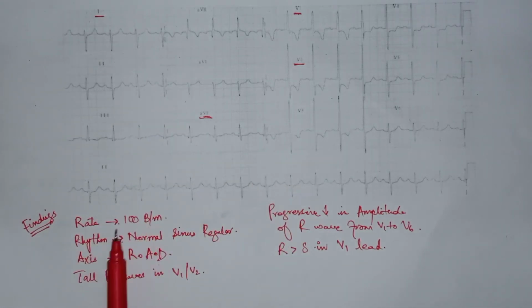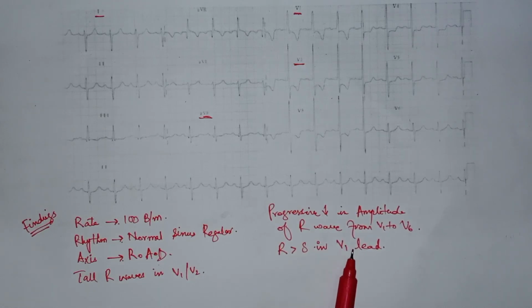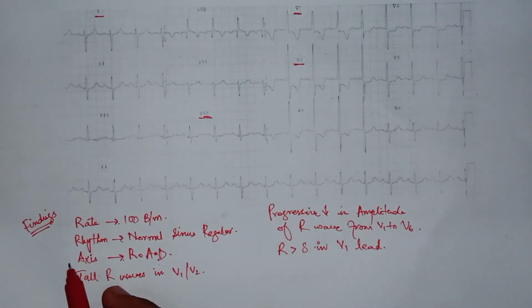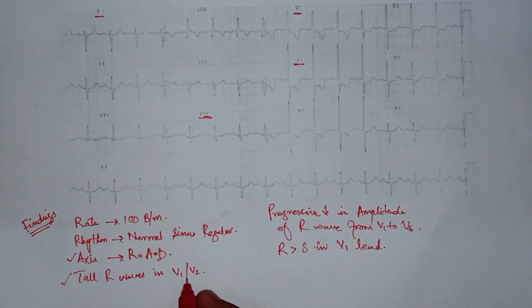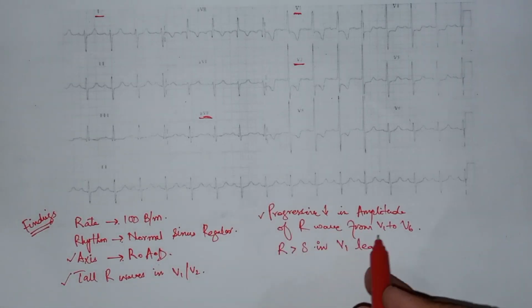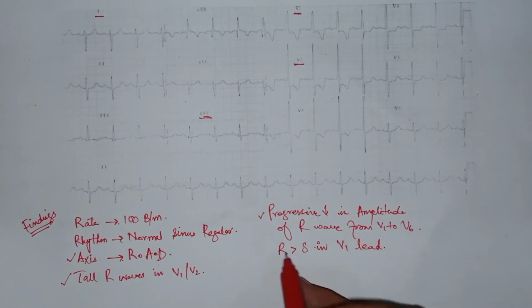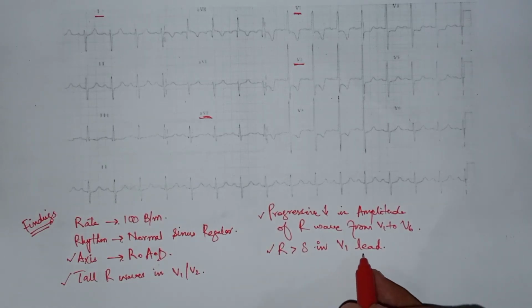First comment on the rate, then rhythm, then axis, that is right axis deviation, tall R waves, progressive decrease in amplitude, and R greater than S in lead V1. So the axis is right axis deviation, tall R waves in V1, progressive decrease in the amplitude of the R wave from V1 to V6, and R is greater than S in lead V1.